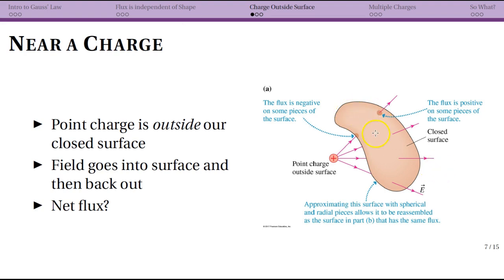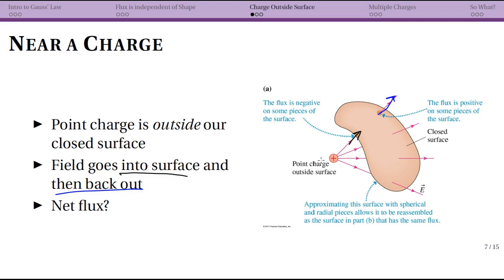So in this case, we have some kind of curvy surface. You can imagine this as like a sock or something, but one that is completely closed. So not a very useful sock. And our point charge isn't on the inside, it's on the outside. So at some places, the field goes into the surface, and in other places, it comes out of the surface. So this is going to be more complicated to talk about.